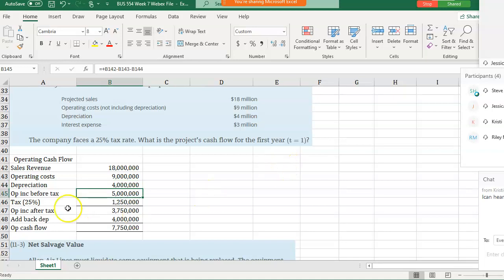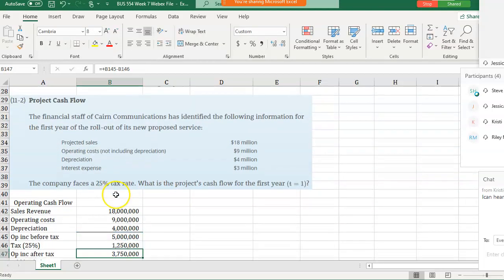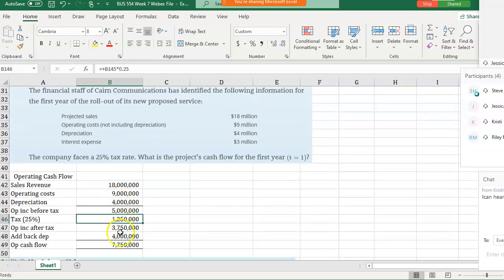And this is my operating income before tax. So my revenue minus my 2 expenses is $5 million. My tax is 25%. That's the number they gave us right here. So that's $1,250,000. So my net operating income after tax is $3,750,000.